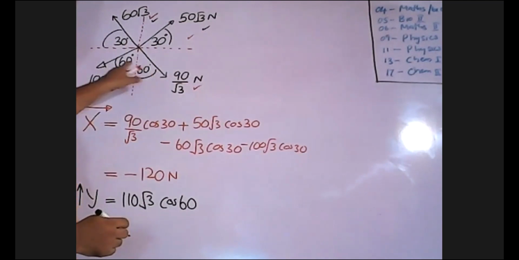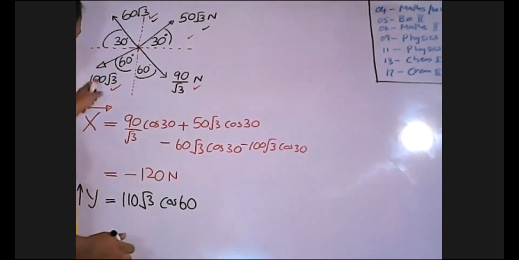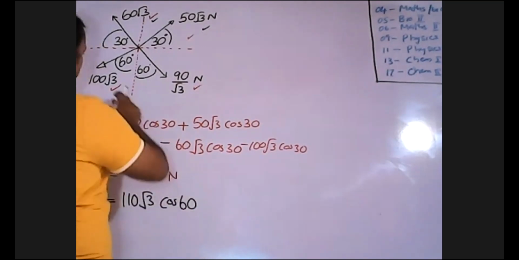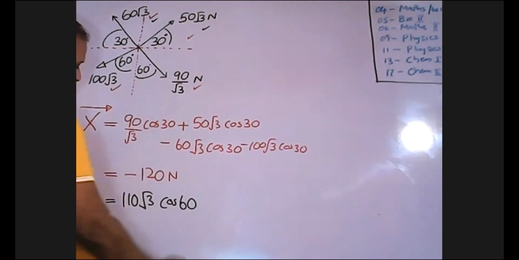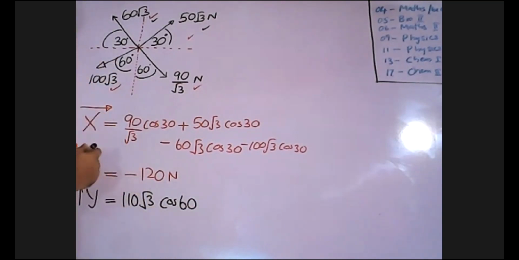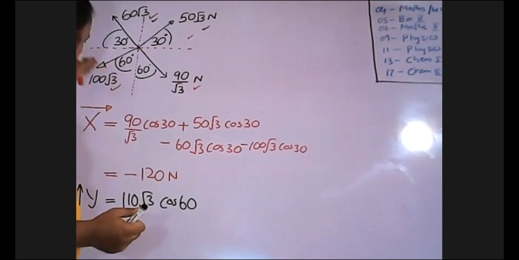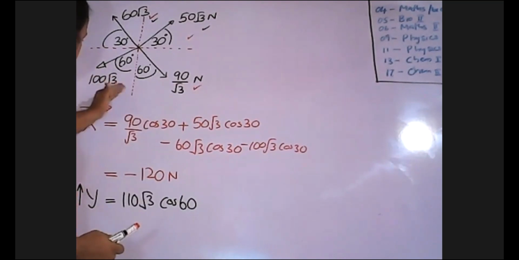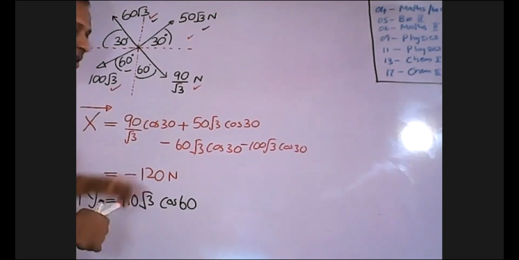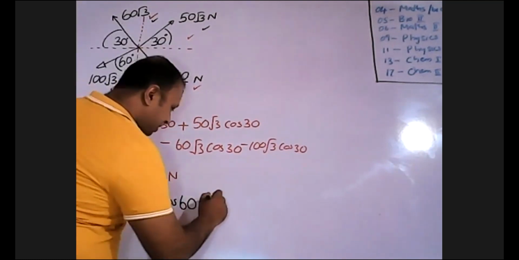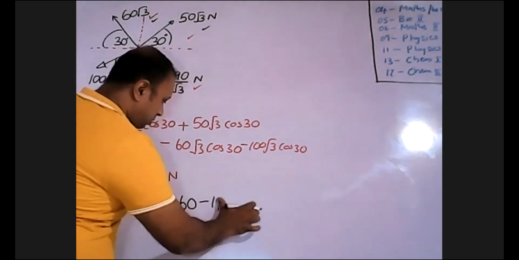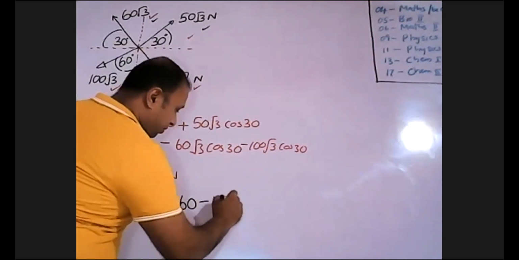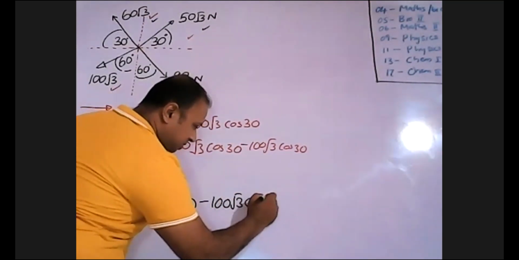Then again, we can do this for this one also. Really nice. Then again, if you resolve this component, this is minus, no? This is minus 100 root 3 cos 60. Minus 100, sorry. 100 root 3 cos 60.